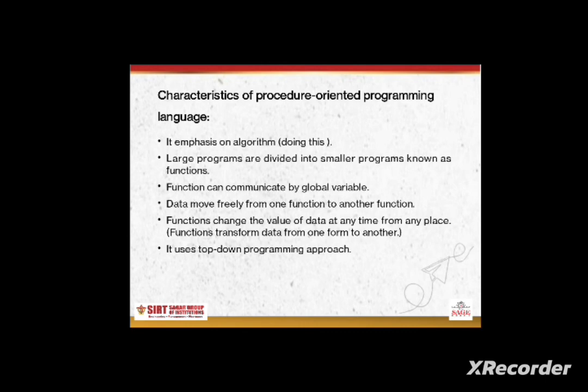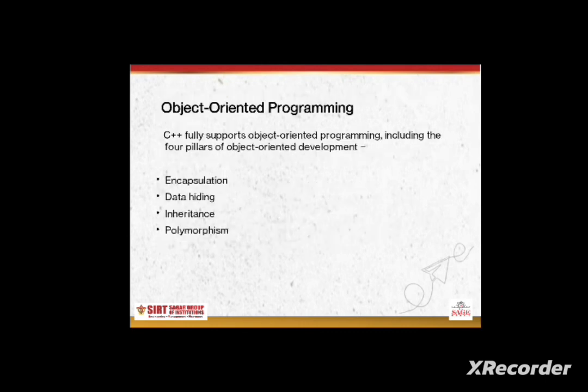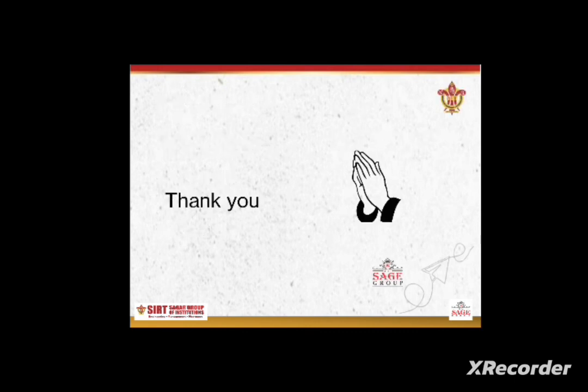Now the object oriented programming: C++ fully supports object-oriented programming, including the various features like encapsulation, data hiding, inheritance, and polymorphism.